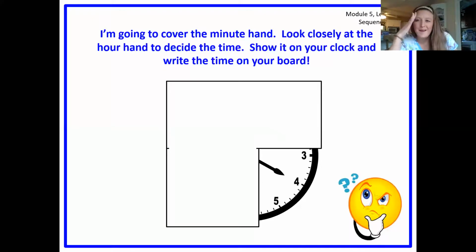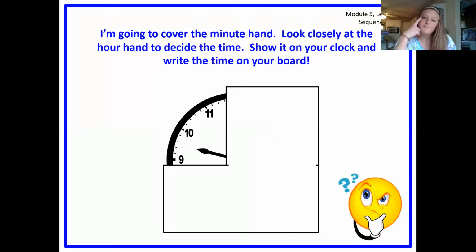Oh, I see my hour hand is pointing directly at the 4. So where's my minute hand? At the top. 4 o'clock. Look at the next one.